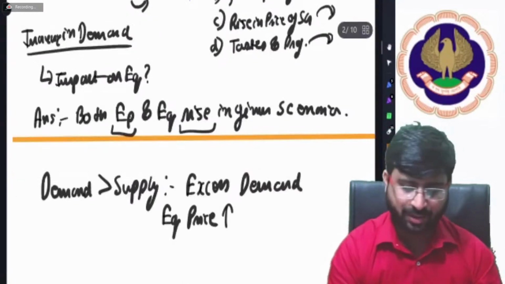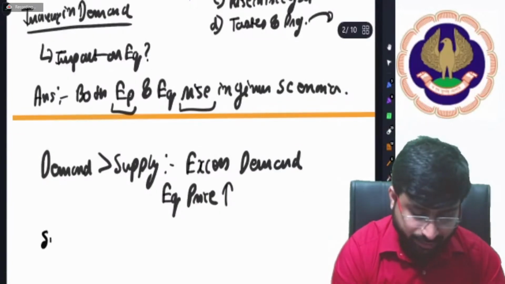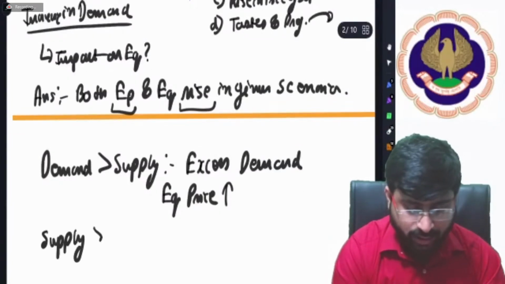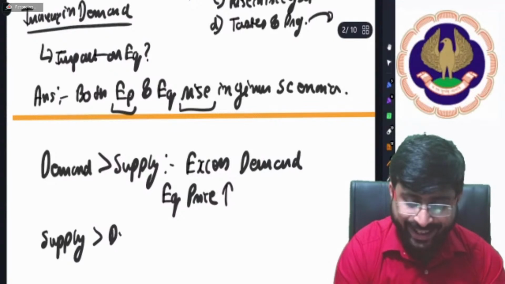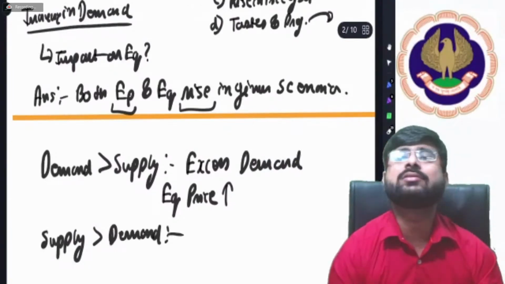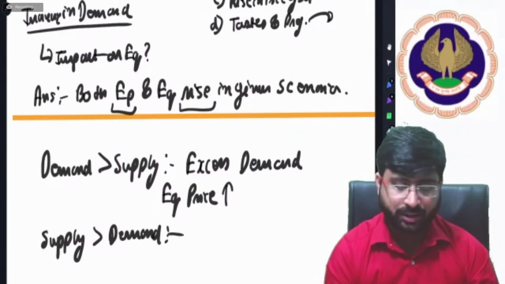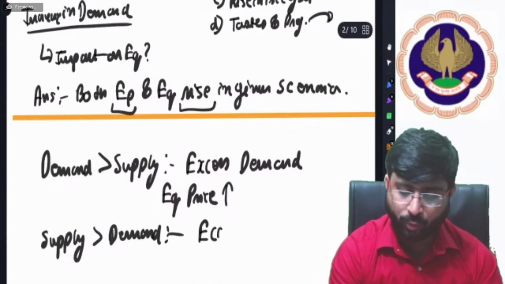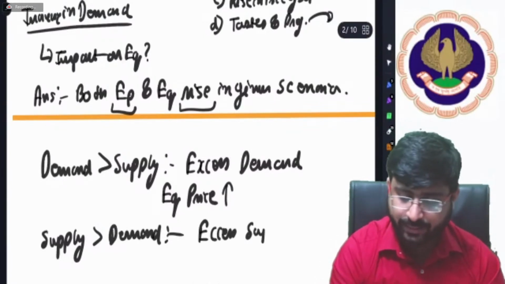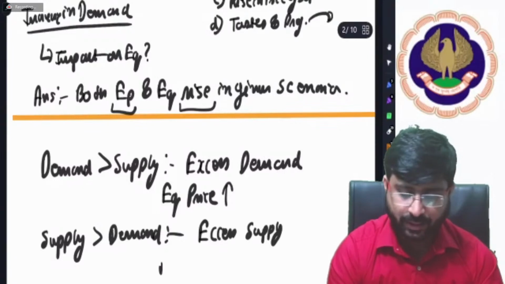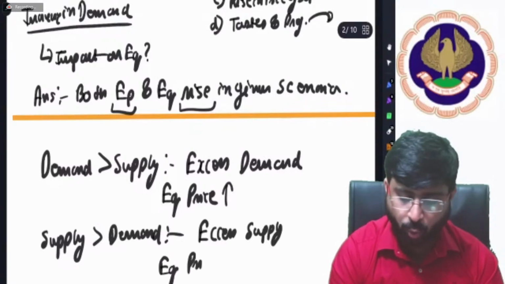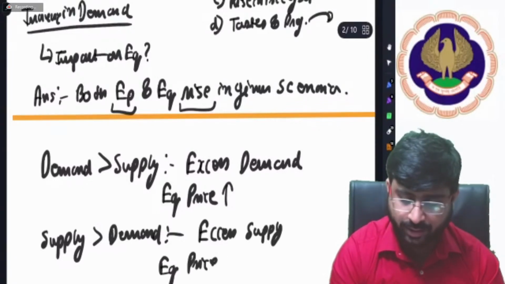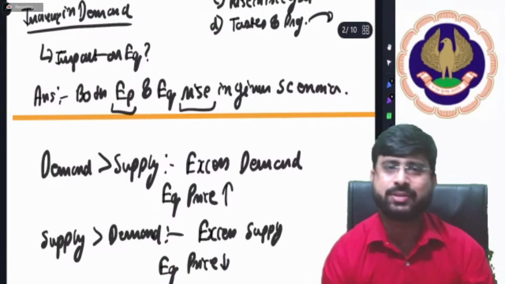All right, sir. And again, whenever in the market or in the economy there is a situation of, what do we call it? Excess supply. The equilibrium price is going to what? Equilibrium price is going to fall.